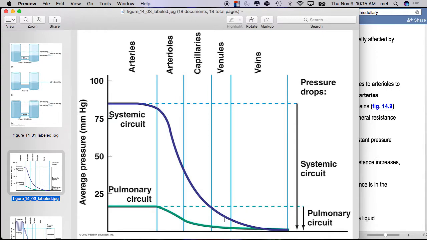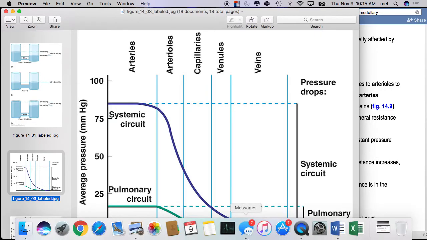Now, would you be in trouble if the pressure really dramatically increased in your veins? Yeah, you can make the blood go backwards. If you make it go backwards, it's going to leak out of the capillaries if you mess up the pressure on that side. Now, notice that the pulmonary circuit also has a pressure gradient, but it's a much, much lower number.